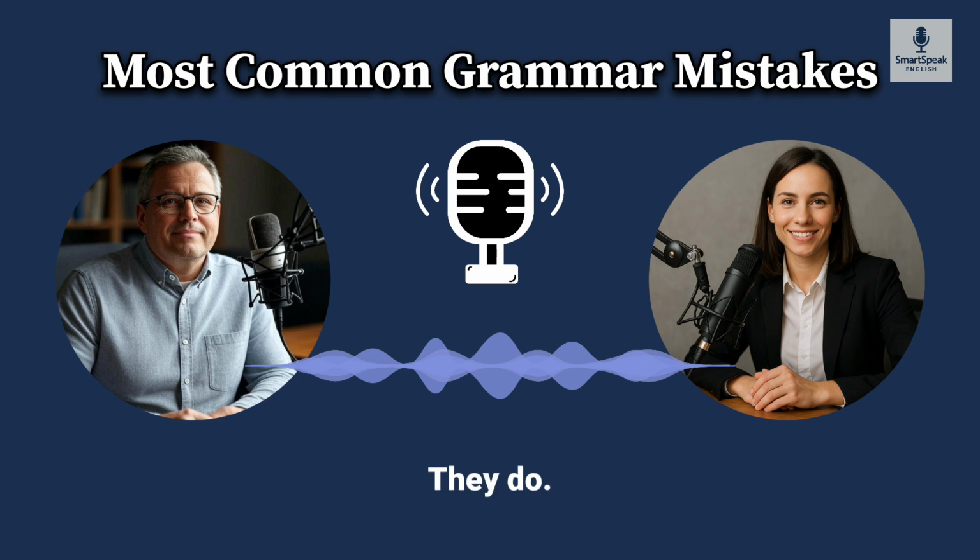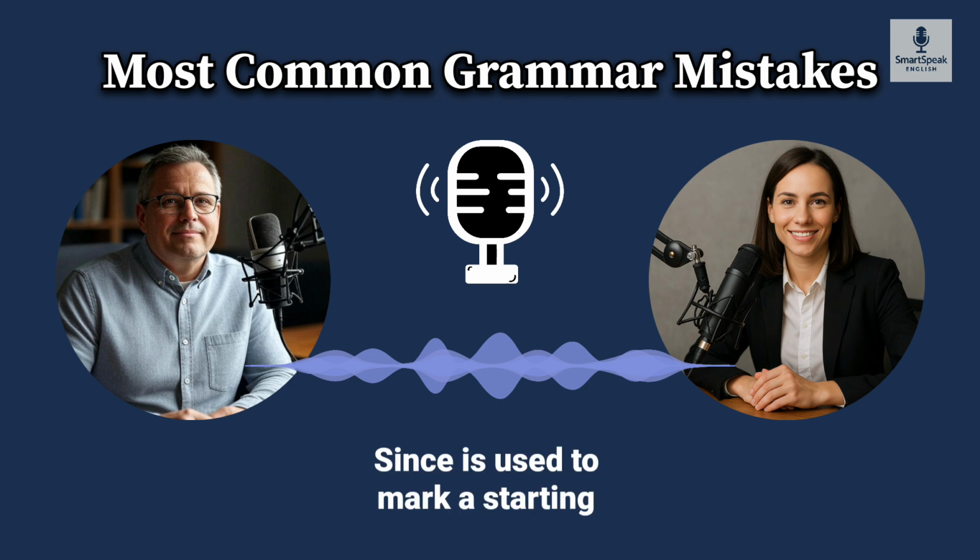People mix these up. They do. Since is used to mark a starting point in time, a specific moment when something began. For example, I've worked here since 2020. 2020 is that specific point in the past when you started. Okay, a point in time, and for? For talks about a duration, a length of time. So you'd say, I worked here for 3 years. 3 years is the duration, the period. Makes sense. Duration versus starting point.